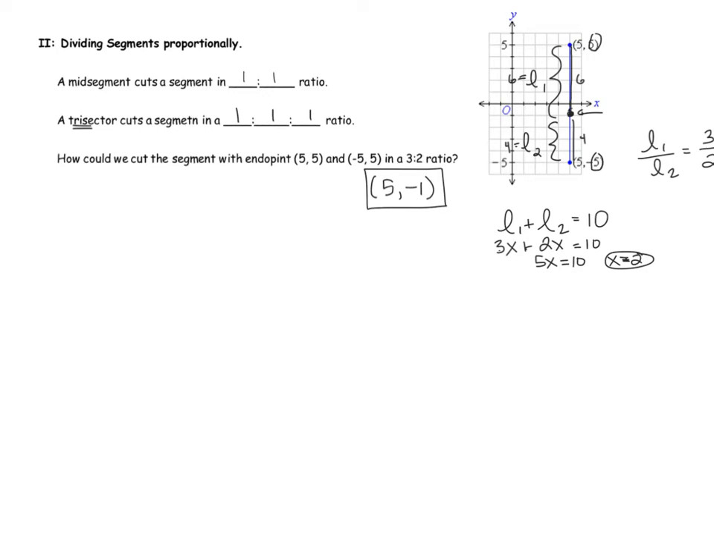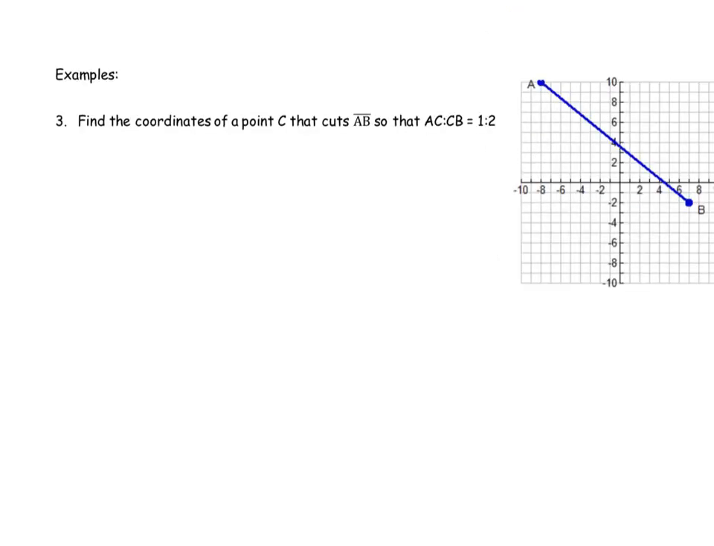So these problems do get a little bit more complicated when we have non-vertical and horizontal lines, but we can really always break them down into their vertical and horizontal components. So let's give one of those a try. In this problem, we want to find the coordinate of C so that segment AB is cut in a ratio of 1:2. So let's see.